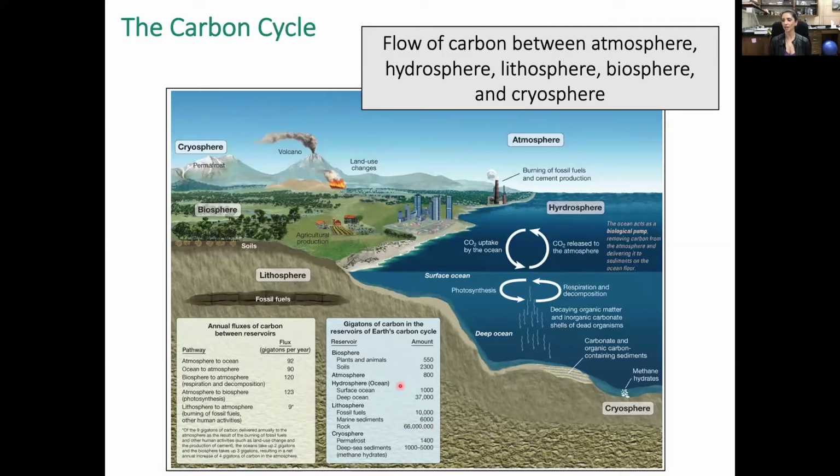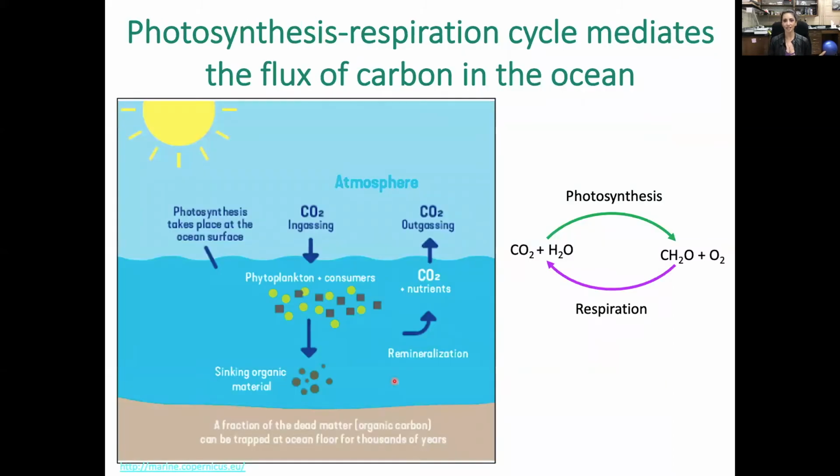So what about these other reservoirs? What about the biosphere and the hydrosphere? So the biosphere and hydrosphere really interact with each other in terms of surface ocean productivity or photosynthesis that happens at the ocean surface. So we'll dig into that here, talking about the photosynthesis respiration cycle. This cycle mediates a whole lot of carbon movement in the ocean, as well as facilitates that carbon movement between the ocean and the terrestrial ecosystems on Earth.